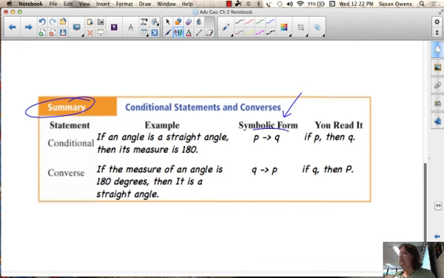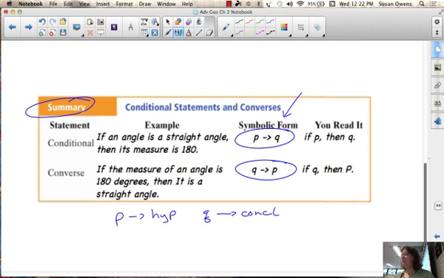Now, this symbolic form, P is normally used for the hypothesis, and Q is normally the letter used for the conclusion. And then we have an arrow to denote, it's basically like a therefore or a then. So you can write, some people say P therefore Q or Q therefore P, or you can also read it as a conditional, if P then Q. So the little arrow is basically like an implies kind of thing. Okay. So the first one is saying if P then Q, and then this one down here is saying if Q then P.